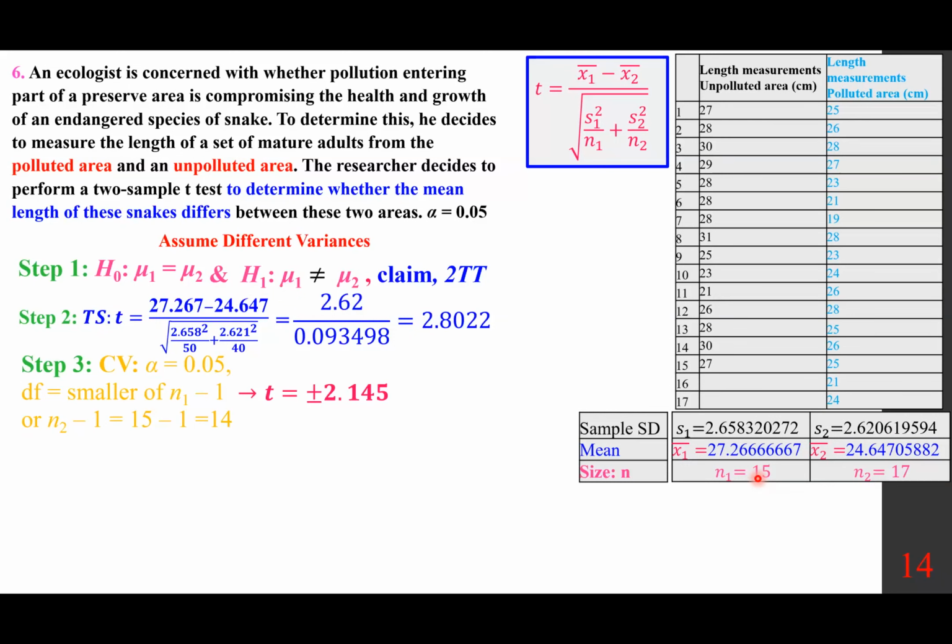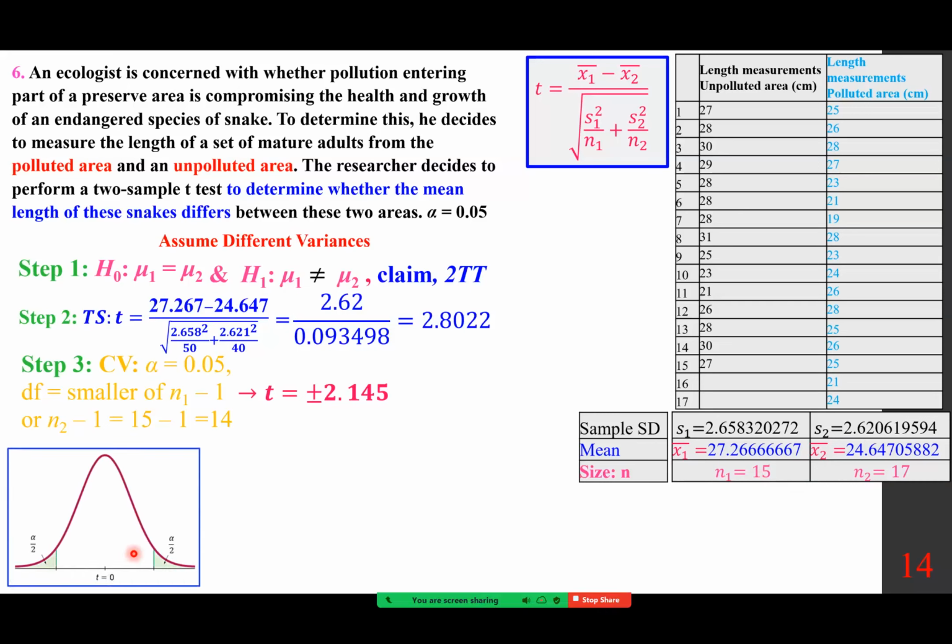Now, the graph is extremely helpful to see what's going on. The graph gives us the two critical values, negative 2.145 and positive 2.145. And the test statistic of 2.8 is larger than 2.145, so it's somewhere here, way into the rejection region inside the right tail. So the decision is to reject H0.